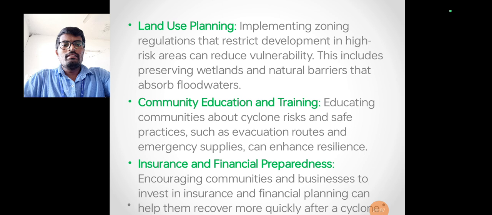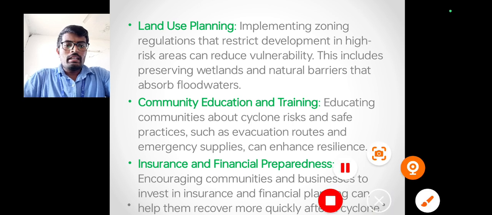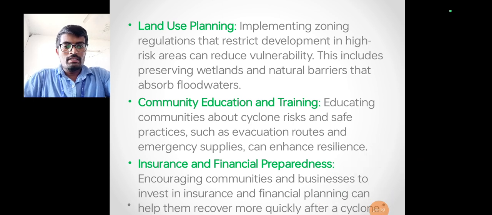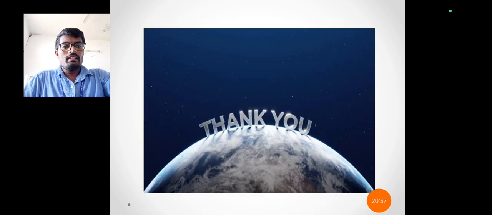The next mitigation measure is community education and training. In this phase, education and training help people know how to react and act to minimize the impacts of disaster. The last one is insurance and financial preparedness. Encouraging communities and businesses to invest in insurance and financial planning can help them recover more quickly after a cyclone.